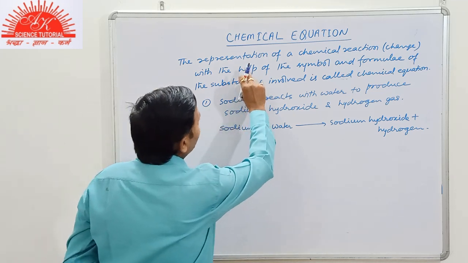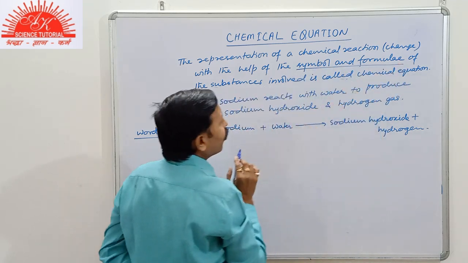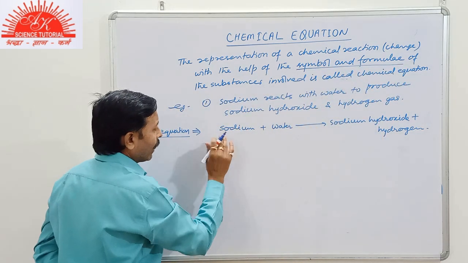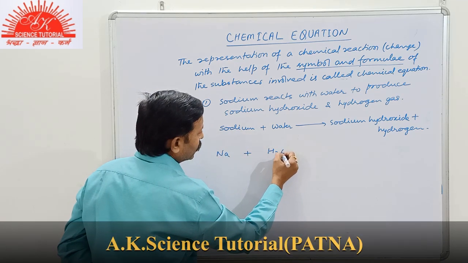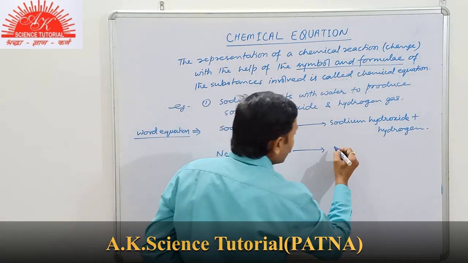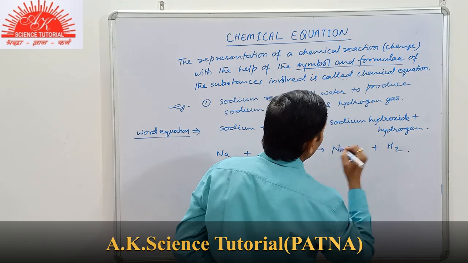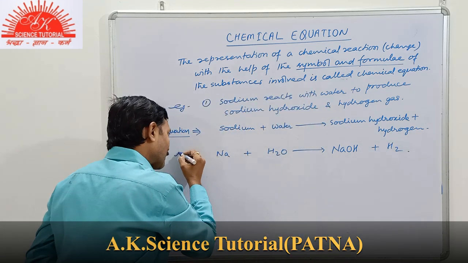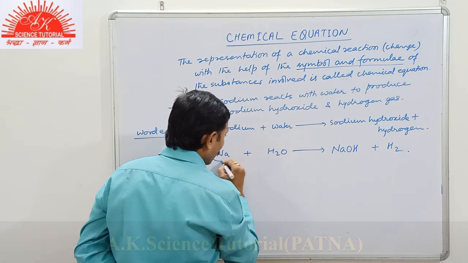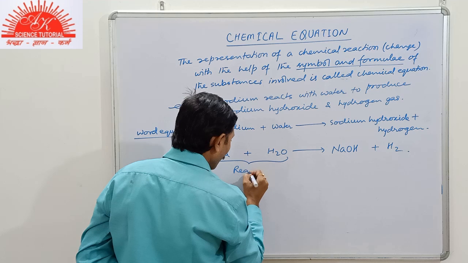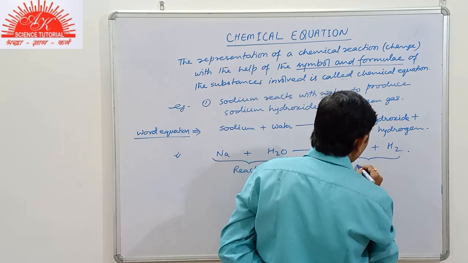Now, in order to write a chemical equation, we should use symbols and the formulae of the substances, like sodium plus water, H2O. Now the products are sodium hydroxide plus hydrogen. So now this is the chemical equation. These are called reactants and these are called products.